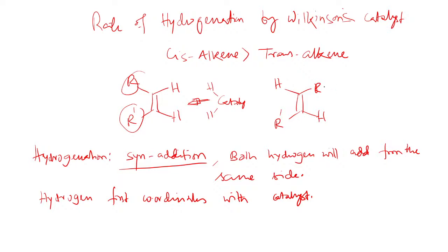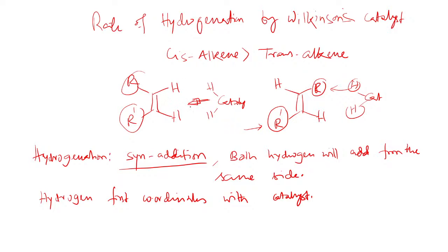On the other hand, for trans alkene, what will happen? If the catalyst comes from this side, then it will have steric repulsion from the R group. On the other hand, from this side, it will have steric repulsion from the R dash side. On the other hand, for cis alkene, since R and R dash are on the same side, the catalyst can easily approach from this hydrogen side. Okay.